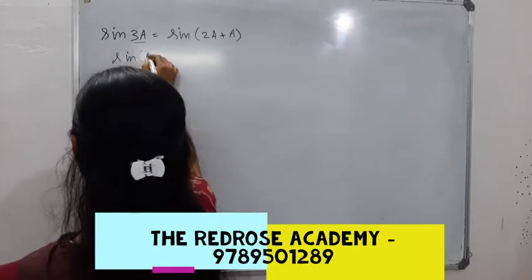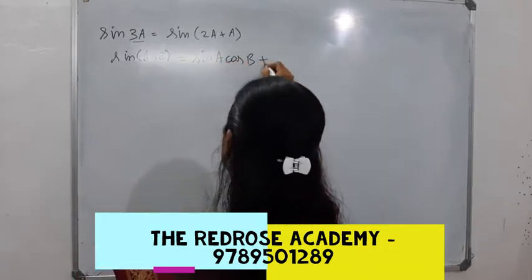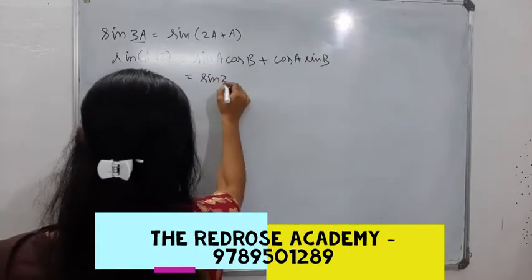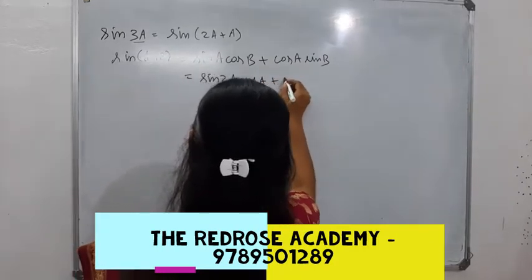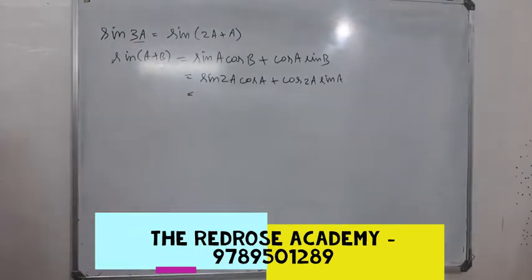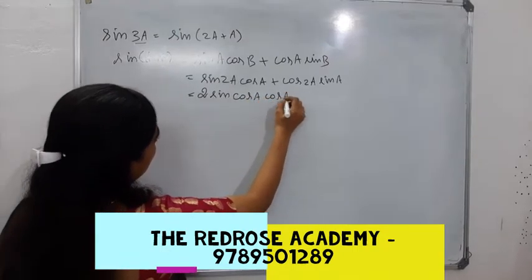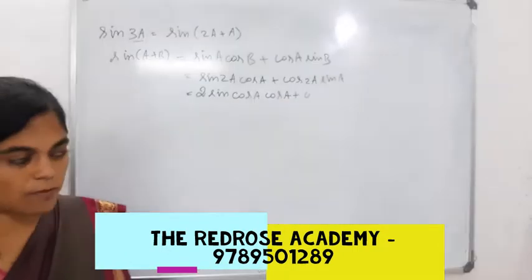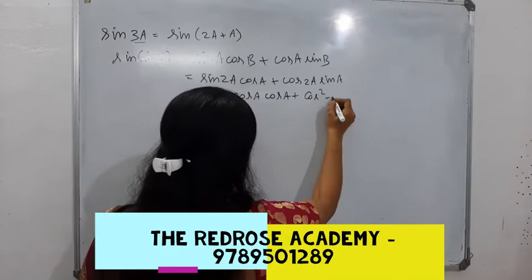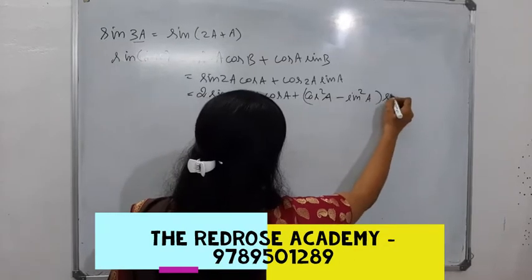What is sin A plus B? Sin A plus B is sin A cos B plus cos A sin B. So instead of A we can write 2A, instead of B we can write A. So sin 2A cos A plus cos 2A sin A. Sin 2A can be written as 2 sin A cos A, plus, what is cos 2A? Cos square A minus sin square A, into sin A.